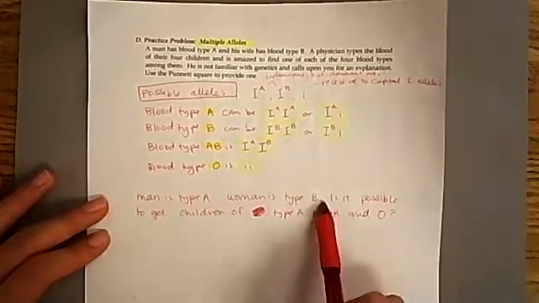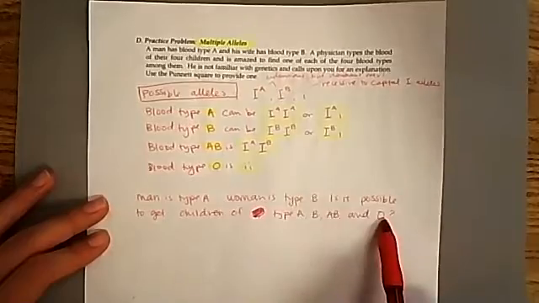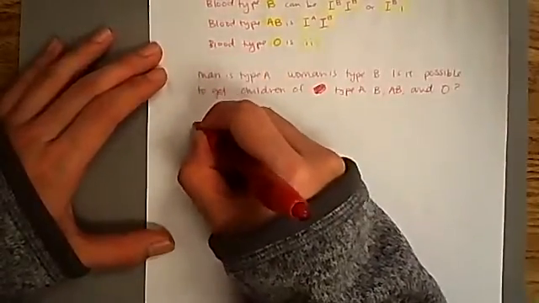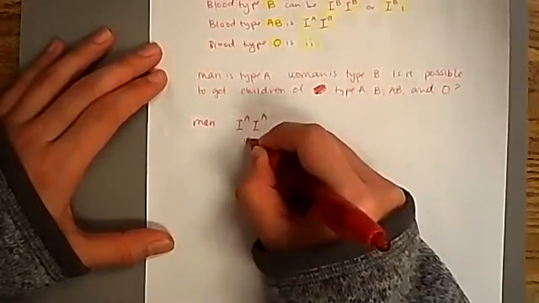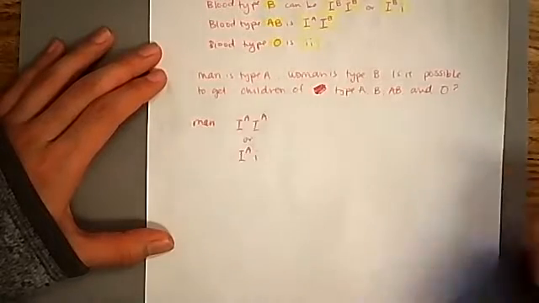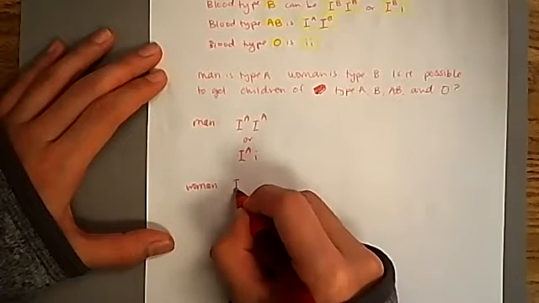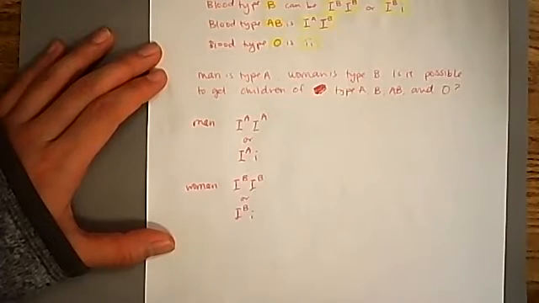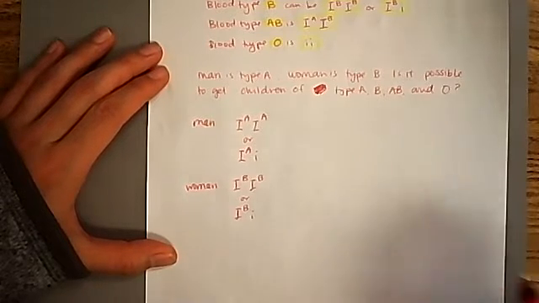So a man is type A, a woman is type B. Is it possible to get children of type A, B, AB, and O blood from this cross? Well, we want to think about the possible combinations for type A. Remember, if the man is type A, that means his blood type is possibly capital IA, or it's capital IA and lowercase i. On the other hand, we have to think about the woman now too. Her blood type is type B, so she can be capital IB, or she can be capital IB and then lowercase i. Now, there are a bunch of combinations that we can try. I will list them out, but I'm only going to do the one that actually shows the answer, okay?